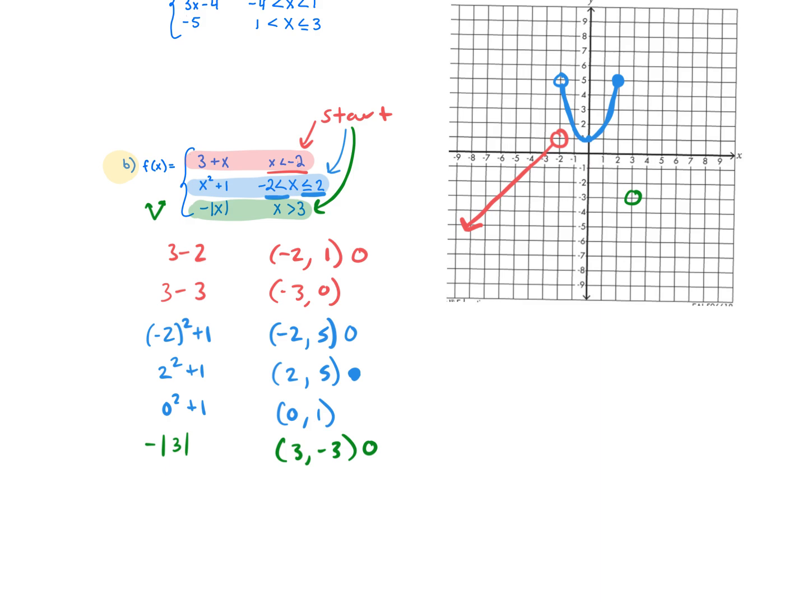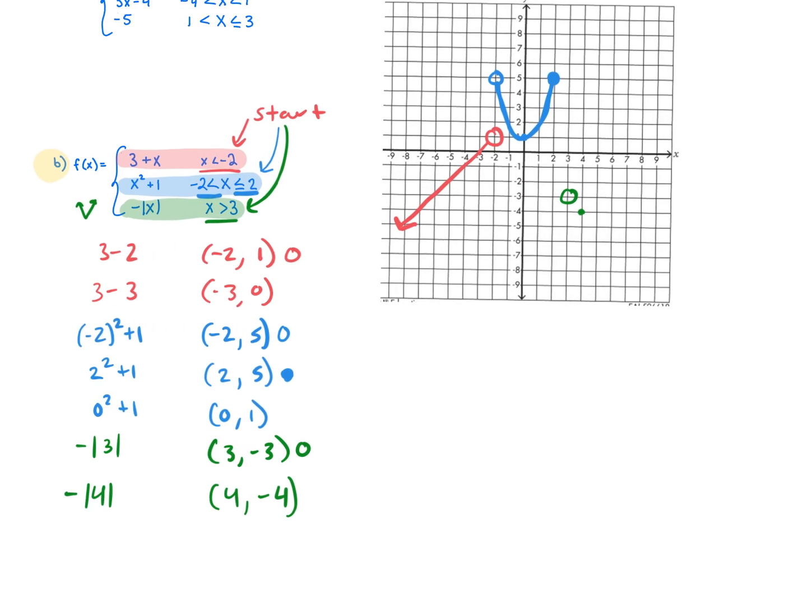What should we plug in next? Anything greater than 3, so let's plug in 4. So negative absolute value of 4 would just be -4. Now this point just gives us direction, so it's not also an open circle, it's just direction. So we're going to write 4, down 4, put a point. You can plug in 5, 6, 7, 8, whatever you want.